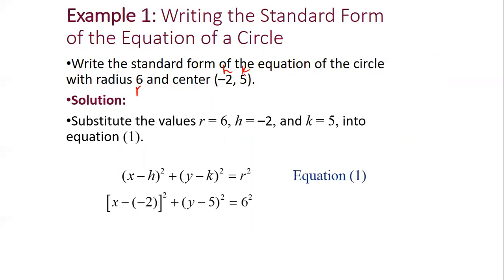And then once we plug into our equation, we're going to simplify. So negative times a negative is a positive. So we end up with (x + 2)² + (y - 5)² = 36. And that would be the equation of that circle. Seems doable. Questions so far about example number 1?